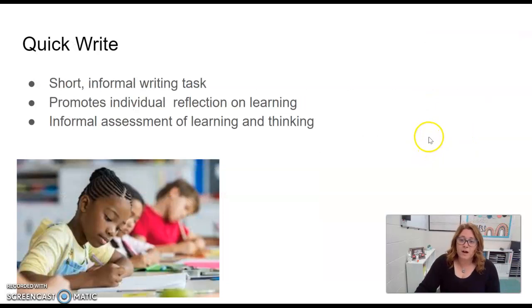Quick writes are nice little conclusions to lessons that allow students to reflect on their learning and also give you as a teacher a quick informal assessment of their learning and thinking.